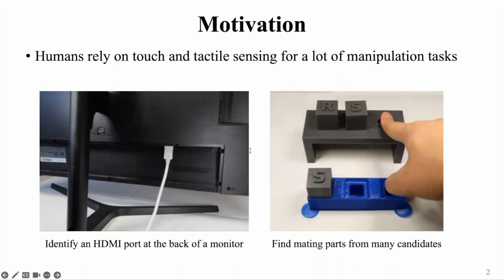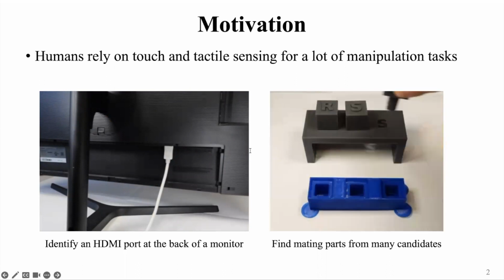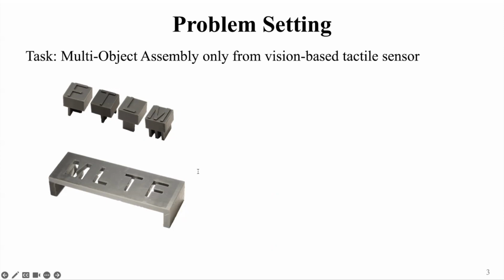With this motivation, we present an interactive perception method that enables robots to perform part mating tasks by only using a vision-based tactile sensor. So we consider a problem of multi-object assembly, like these peg insertion tasks, without any prior knowledge of which objects fit together, and just from a vision-based tactile sensor.